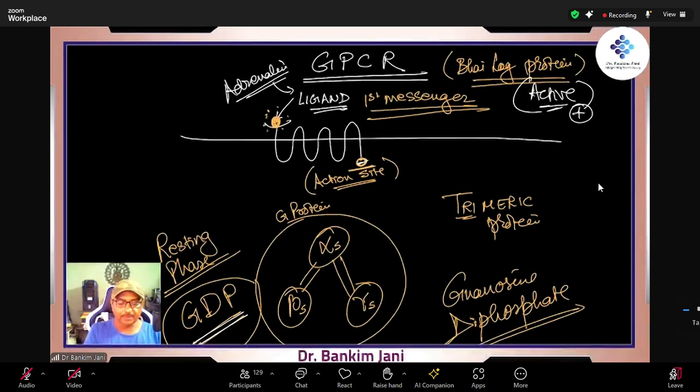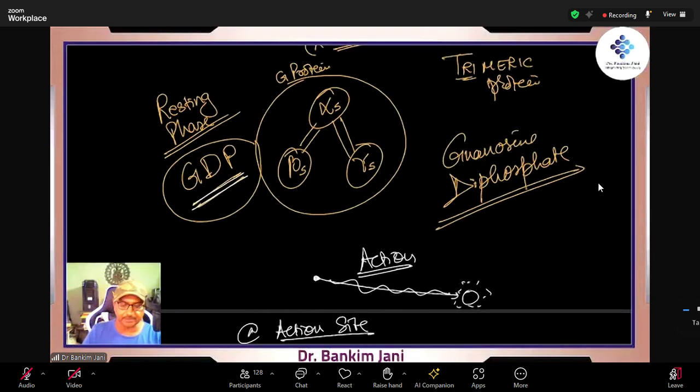GPCR, this is a ligand. The ligand in this case would be adrenaline, which will be acting as the first messenger, right? It will activate this action site. Inside, alpha, beta, and gamma are attached with each other, along with the GDP, guanosine diphosphate. This is called the resting phase. There are three components to it. It is called the trimeric phase, with guanosine diphosphate.